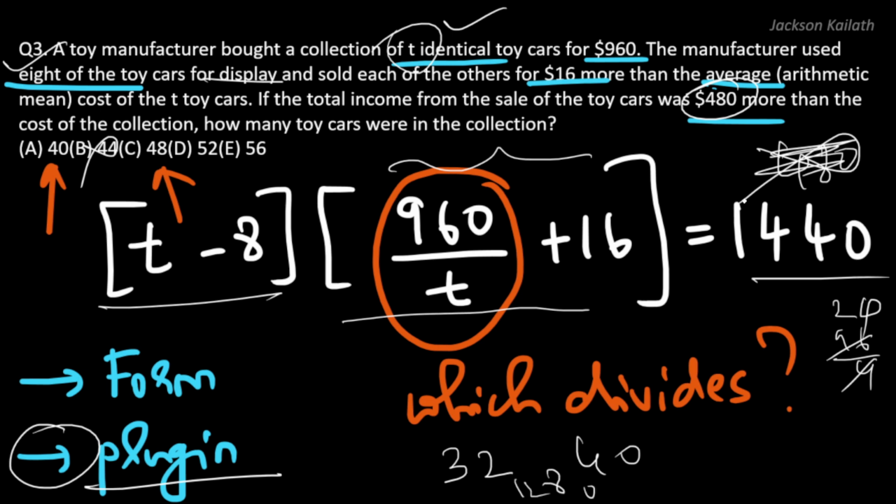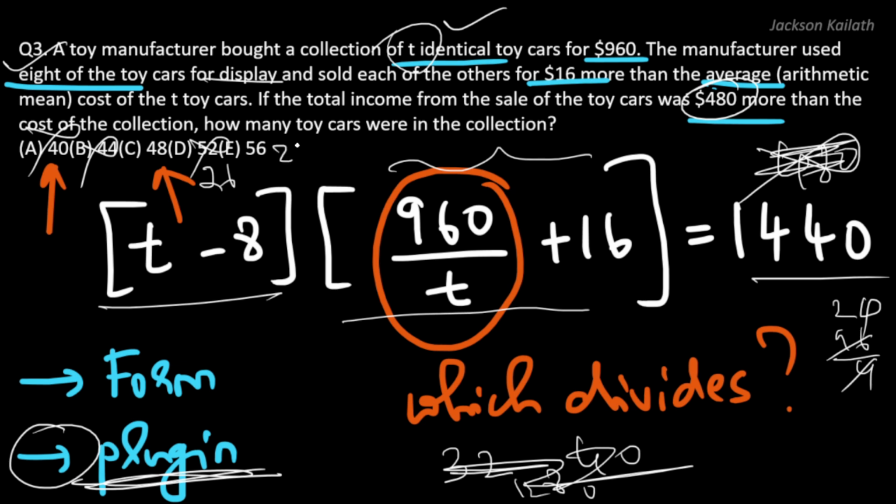So that's 1280, which is not 1440. So that's why 40 is out because of the plug-in step. And when you plug in 48, again, you can see that there is no other value, right? 52 is 2, and then you have 26, and then you have 13. So 13 is a factor of 52, but is 13 a factor of 96? No, 13 is not a factor of 96, right? So again, this one is also out.